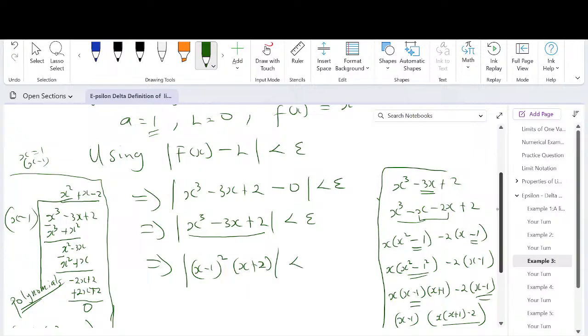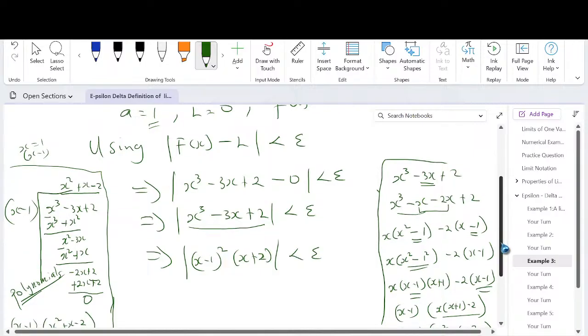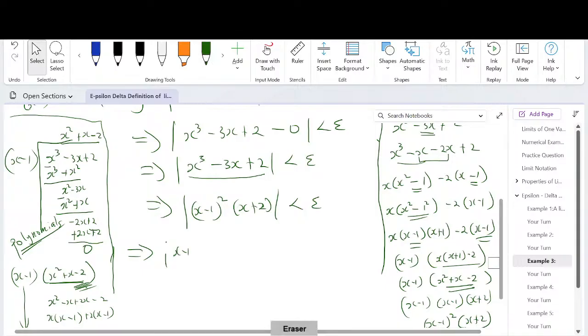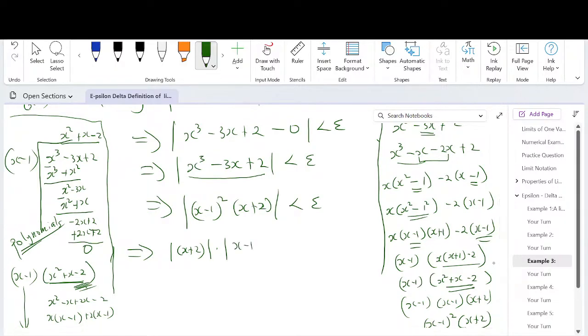Okay, this is less than epsilon. I also know that I can split this into two, as shown with the other point: the absolute value of x minus 1. Let me start with the other one. Let me start with this: the absolute value of x plus 2 times the absolute value of x minus 1 is less than epsilon.